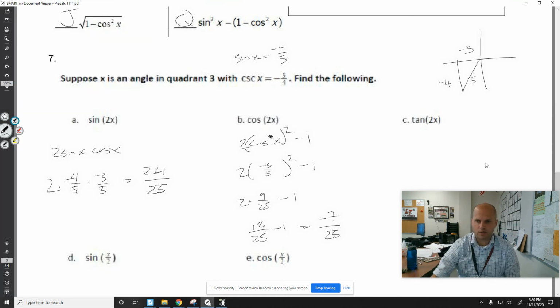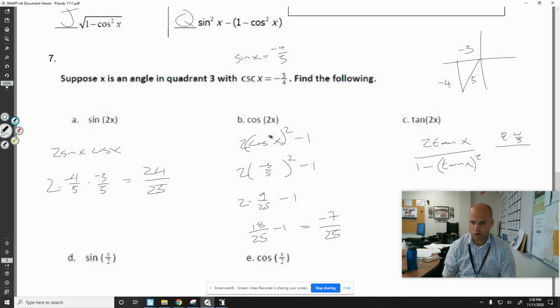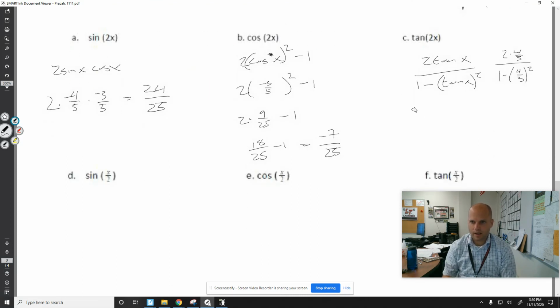Okay, tangent 2x, that's 2 tans in the top because it's tan A, and then 1 minus tan squared, or tan x squared. Tangent is negative 4/3, so that's a positive 4/3, opposite over adjacent. So 2 times 4/3 over 1 minus 4/3 squared gives us 8/3 over 1 minus 16/9. 9/9 minus 16/9 is negative 7/9. So this is 8/3 over negative 7/9. This is easier than using my calculator, to be honest.